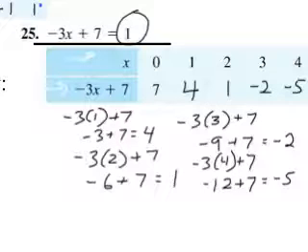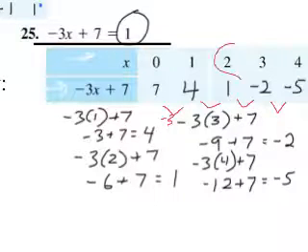Okay, so notice the pattern. If we add a negative 3 to 7, we get 4. Add negative 3 again, we get 1. Negative 3 again, we get negative 2, negative 3 again, we get negative 5. And our answer is, when negative 3x plus 7 equals 1, x is 2. Right here.